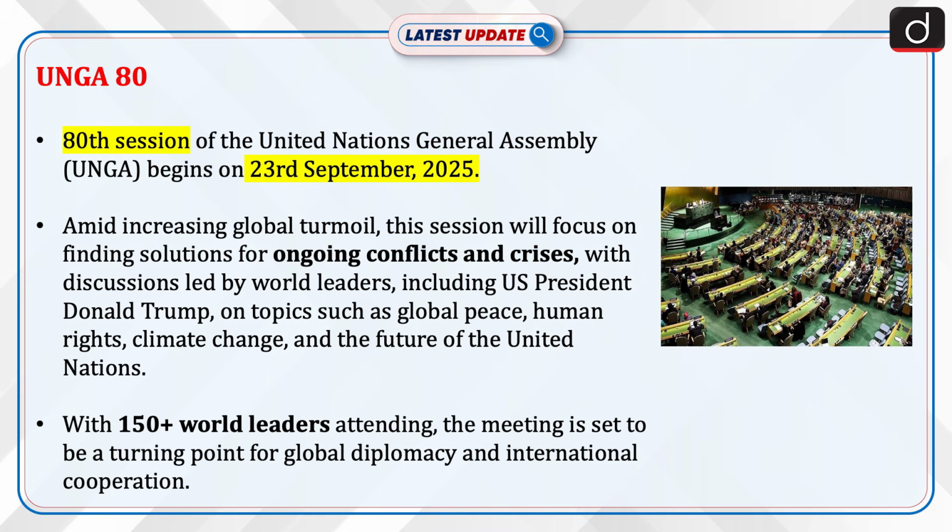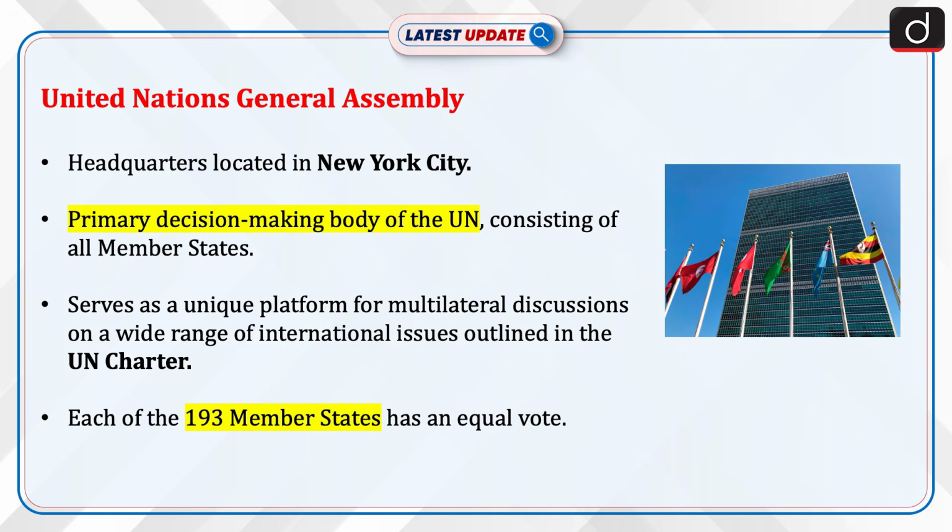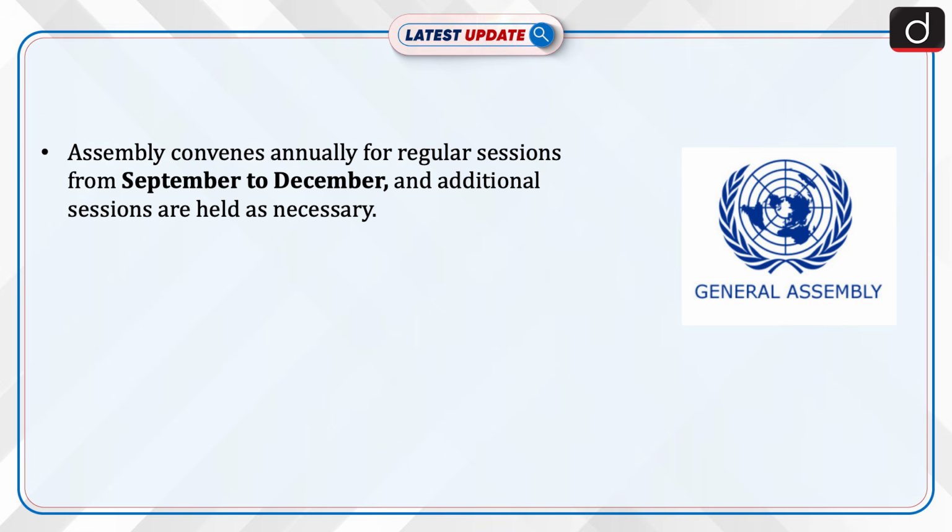diplomacy and international cooperation. Now let's discuss the United Nations General Assembly headquarters, located in New York City. The United Nations General Assembly is the primary decision-making body of the UN, consisting of all member states. It serves as a unique platform for multilateral discussions on a wide range of international issues outlined in the UN Charter. Each of the 193 member states has an equal vote. The Assembly convenes annually for regular sessions from September to December, and additional sessions are held as necessary.